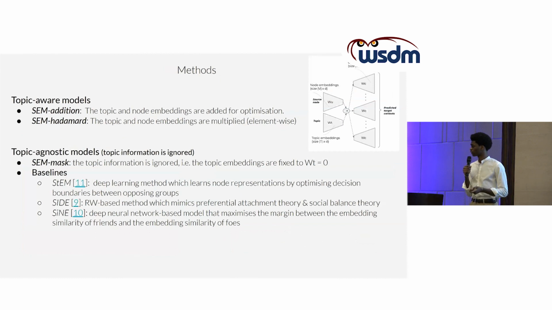Okay, so let's go for experiments. We have two topic-aware models based on SEM. We have SEM addition, where we take the topic embedding and the node embedding and add them together, and the Hadamard version, where we do element-wise multiplication between those two embeddings. Then we have the baselines, which are all topic agnostic, as I said before. To compare with them, we also introduce a version of SEM which is topic agnostic and simply doesn't look at the topic as input.